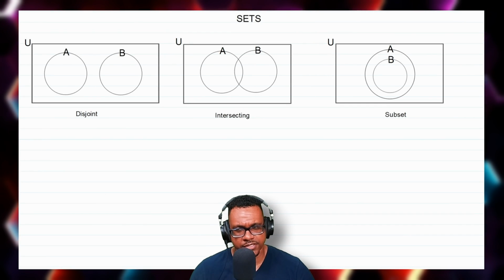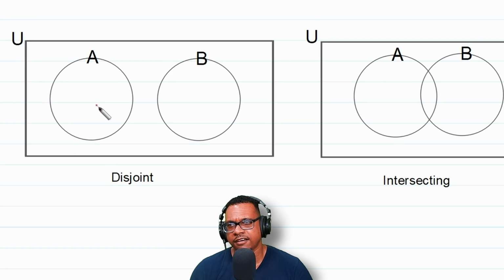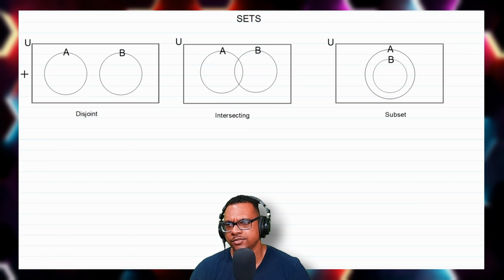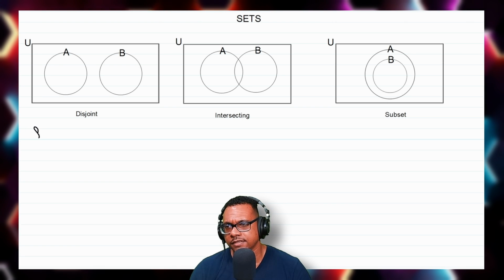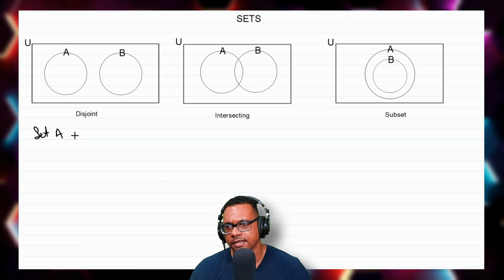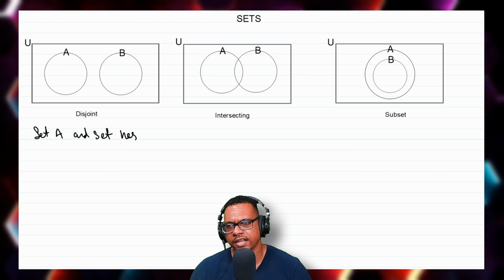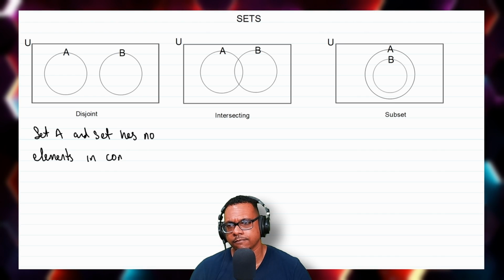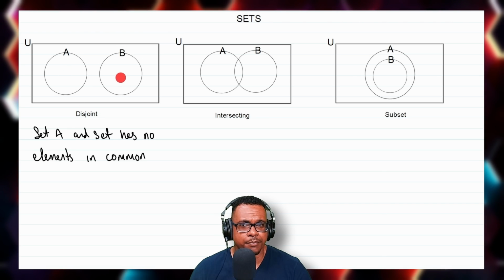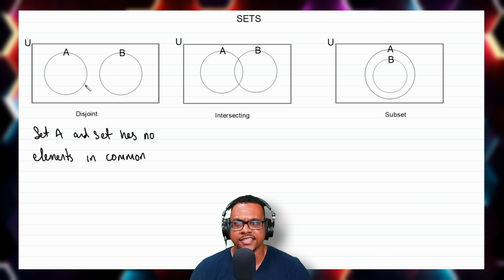So we have three possibilities. Here we have set A and set B. Set A has no elements in common with set B, and those will be disjoint sets. All right, so we're going to write set A and set B has no elements in common. And we can see that the circles are apart, and that's what we call disjoint sets.